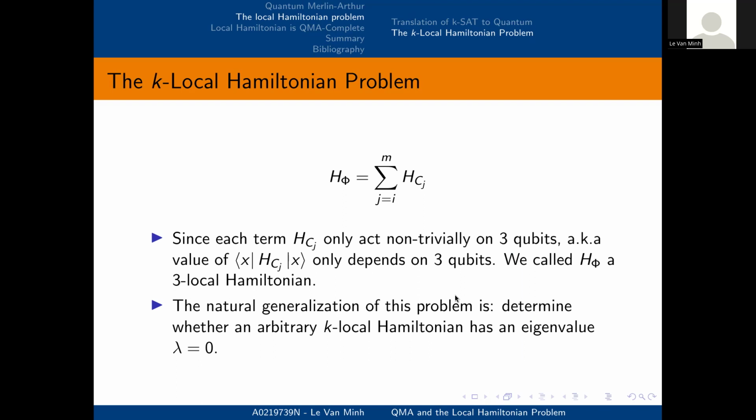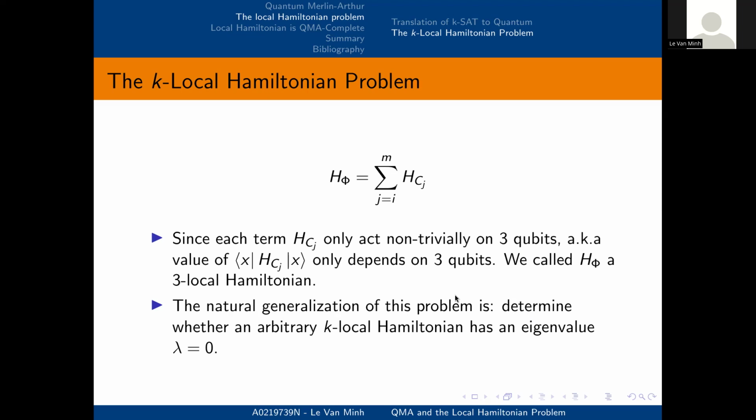Okay, so we will now go ahead and try to define a k-local Hamiltonian problem. Given that H_φ is equal to the sum of all these observables, we can see that each term H_Cj only acts non-trivially on 3 qubits. That means that the expected value of the whole state on one term only depends on some 3 qubits. So we call such H_φ a 3-local Hamiltonian.